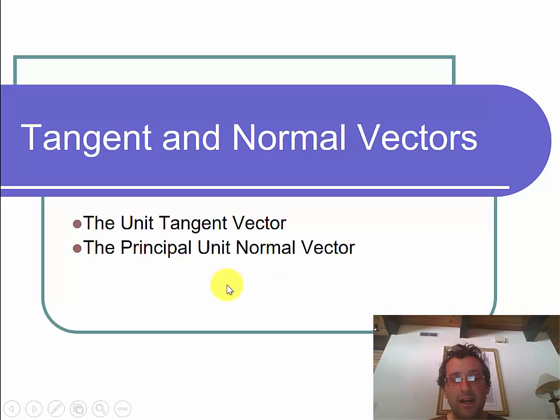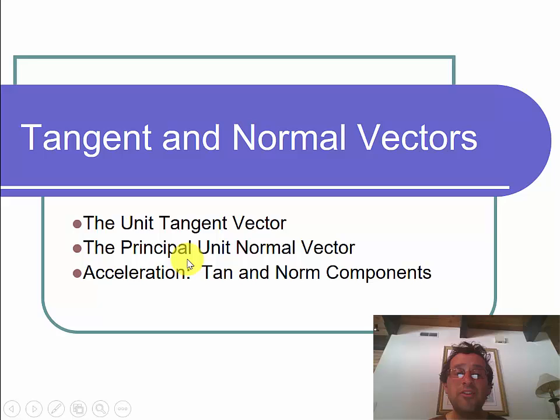Then after that, I'll define the principal unit normal vector. That also is a critically important vector, and it helps us understand not necessarily where we're going, but it's perpendicular to that. And then after that, we'll look into acceleration. In particular, with acceleration, we will look at the tangent and normal components of acceleration for a vector valued function.